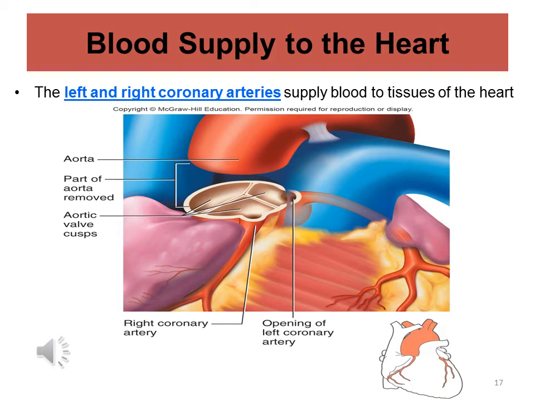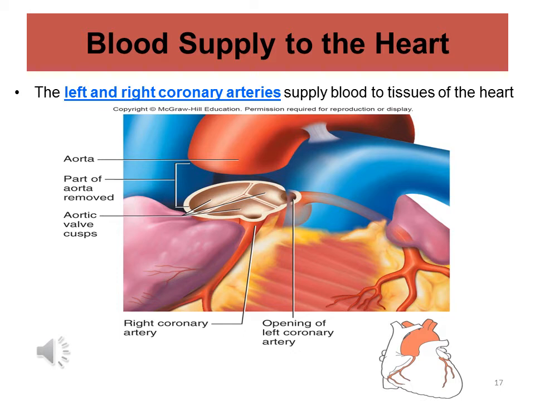Now, when you look at this, you have to understand that the right coronary artery supplies blood to the right atrium, portions of both ventricles, and to portions of the electrical conducting system of the heart. And it gives rise to other arteries. I'm not so concerned that you know those. I just want you to understand that it gives rise to other arteries.